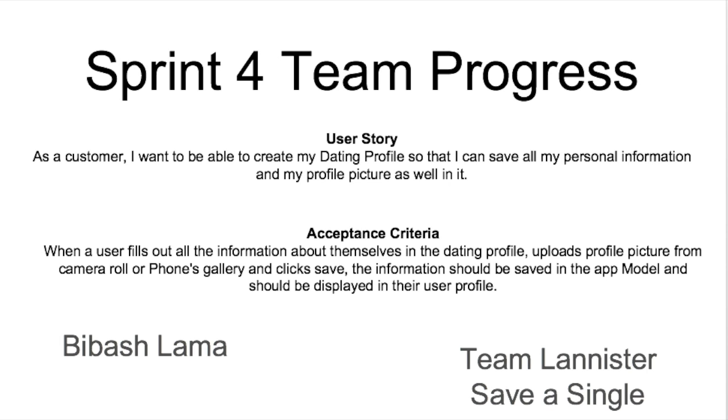The user story for this sprint is: as a customer, I want to be able to create my dating profile so that I can save all my information and my profile picture as well in it. And the acceptance criteria is: when a user fills out all the information about themselves in the dating profile, uploads a profile picture from camera roll or phone's gallery, and clicks save, the information should be saved in the app model and should be displayed in the user profile.